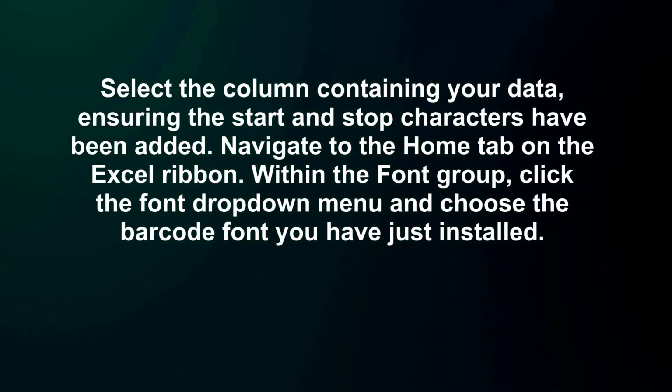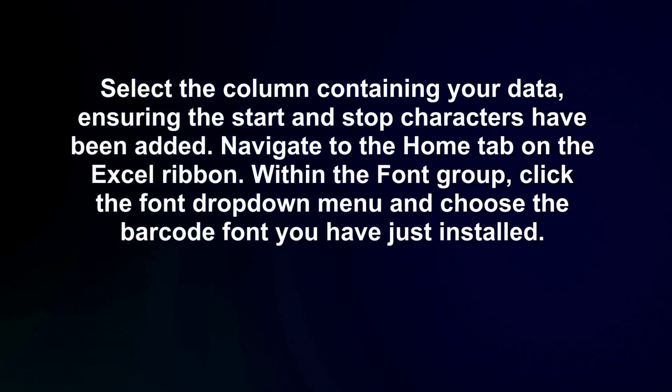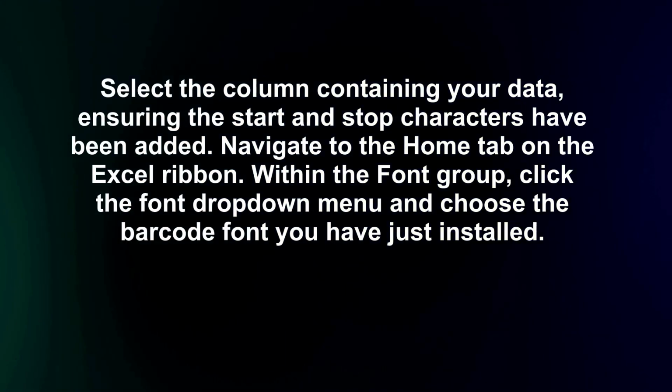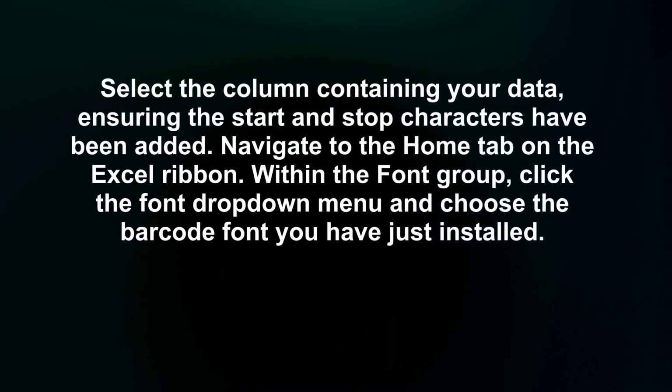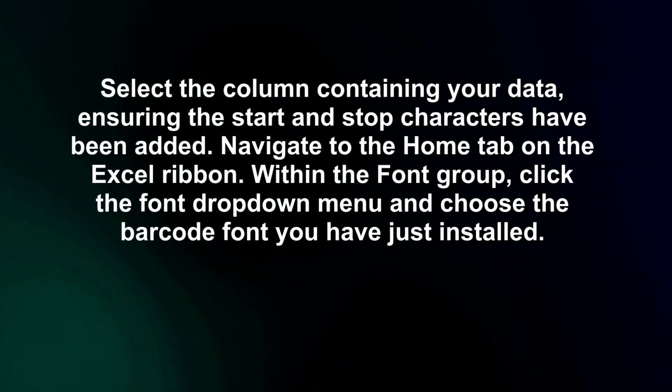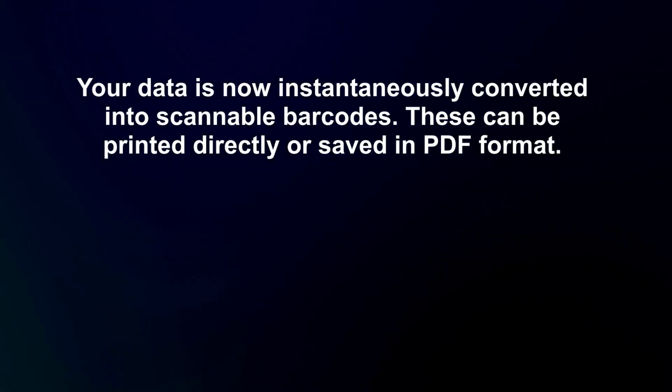Select the column containing your data, ensuring the start and stop characters have been added. Navigate to the Home tab on the Excel ribbon. Within the font group, click the Font drop-down menu and choose the barcode font you have just installed. Your data is now instantaneously converted into scannable barcodes.